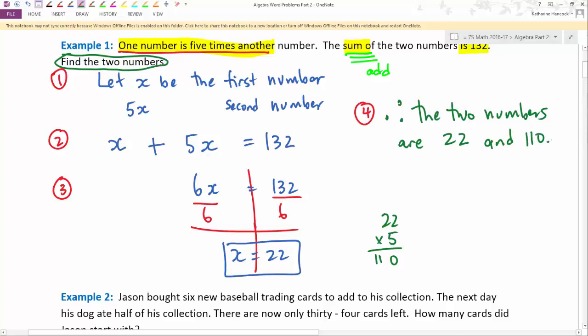Or I could have subtracted that 22 from 110. That's the first one. If you're a bit confused, hit pause, go back, read through it again. Maybe try writing it out on your own.